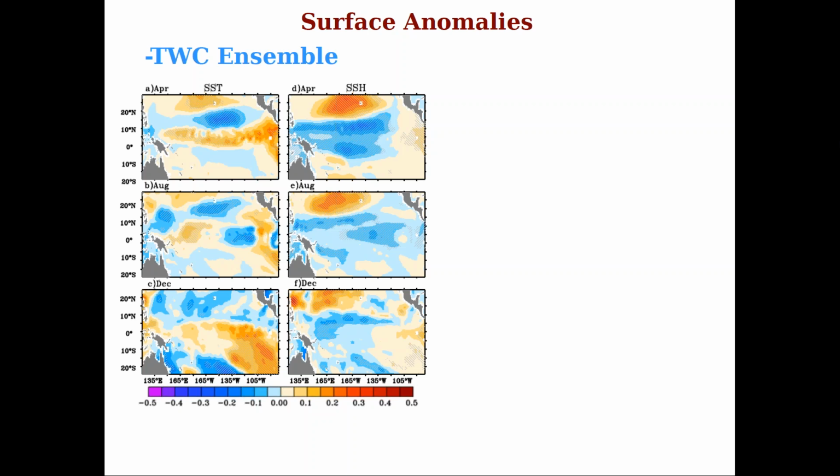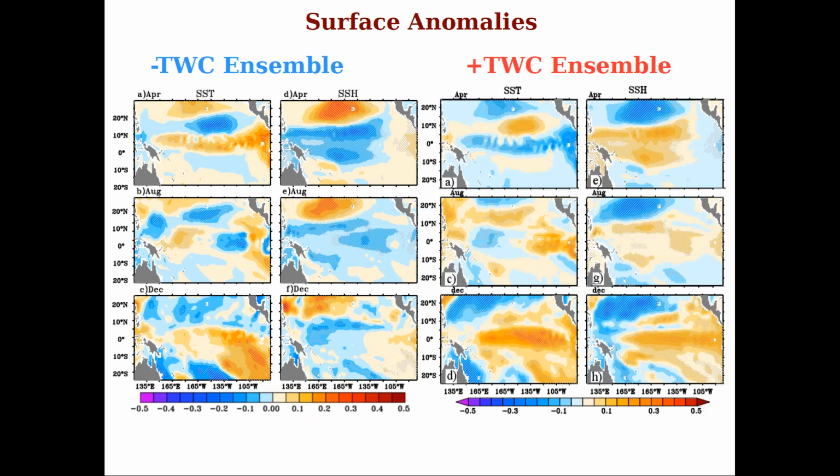Now, how has the negative forcing run evolved? This is the minus TWC ensemble mean. For better understanding, I will compare it with the positive run. You can see that in April, the SST and surface thermocline pattern is entirely opposite of the positive run. It is giving a discharge phase in the equatorial Pacific, but when it evolved with the coupling, it didn't turn up as a La Nina event.